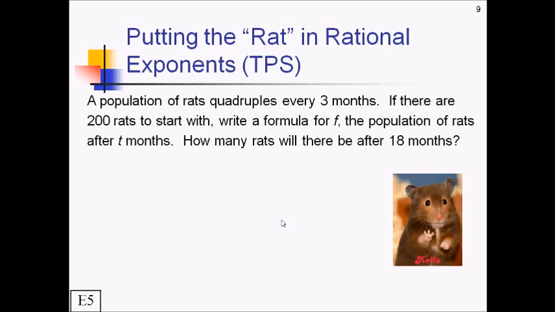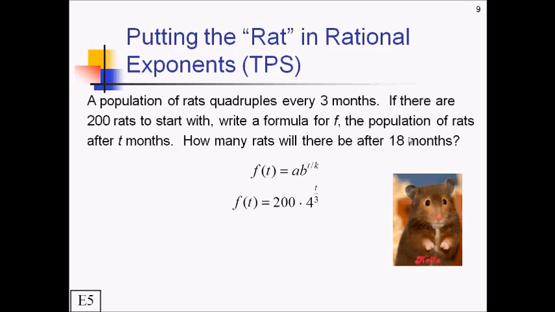Now the trick on this one is this is actually a half-life problem in disguise. The reason it's a half-life problem is we don't want to multiply by, let's see, quadruple means 4, right, times 4. We don't want to multiply by 4 every single month. We want to multiply by 4 every 3 months. So we'll have an A value of 200, that's our starting value, B value of 4, and then we're going to make this t over 3 because we want to multiply by 4 every 3 months.